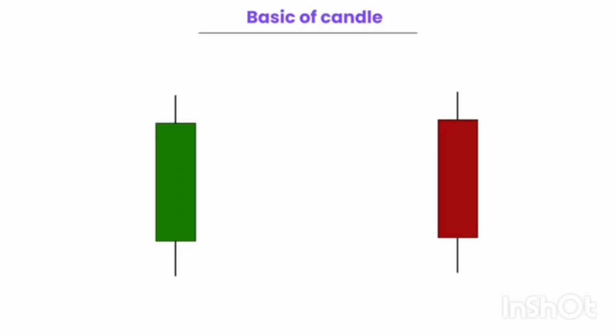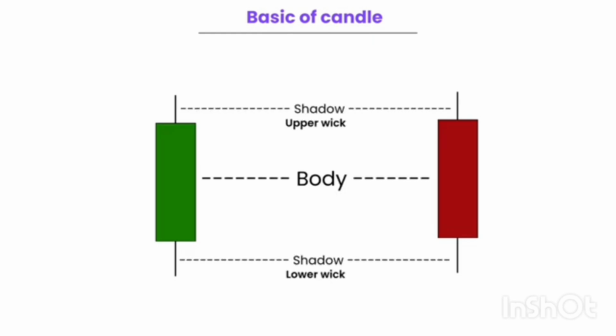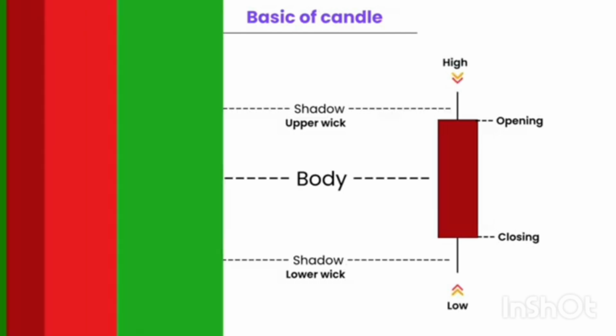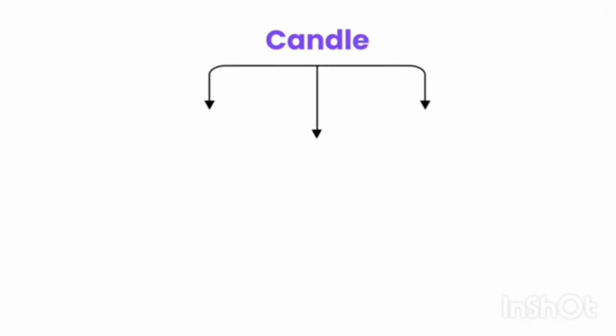In a green candle, the opening price is lower than the closing price. In a red candle, the opening price is higher than the closing price. The highest point of the candle is called the high, and the lowest point is called the low. Candles are generally classified into three categories: bullish candles, bearish candles, and neutral candles. A bullish candle suggests buying pressure. A bearish candle indicates selling pressure, while a neutral candle shows market indecision.